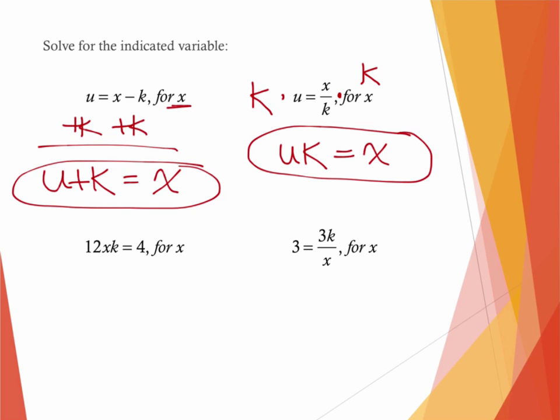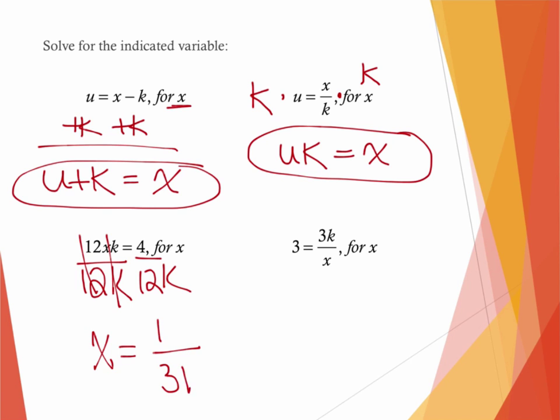In the next example, we have 12xk is equal to 4, and I want to get x isolated. Since I'm multiplying by the 12 and I'm multiplying by the k, I can divide each side by 12k. We could do this all in one step since it's all multiplication here. So the 12 cancels and the k cancels, and I'm left with an x. 4 over 12 is 1 over 3, and I have the k in the denominator.